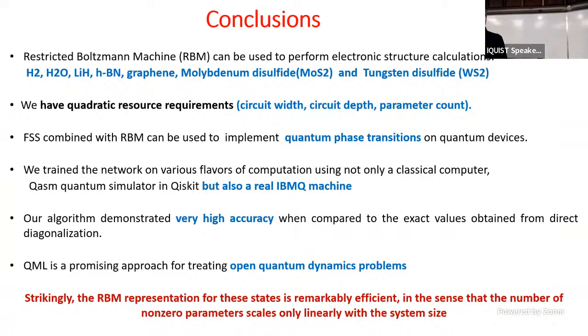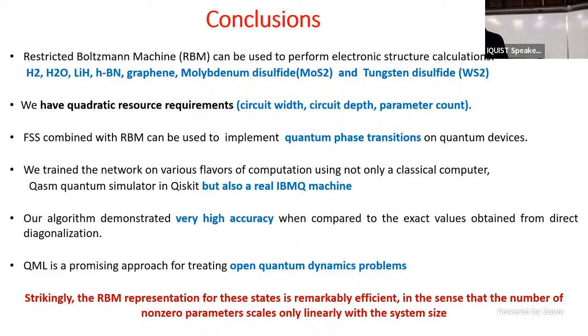So just to summarize, we have the restricted Boltzmann machine with the three layers: visible, hidden, and phase. We get sampling on the quantum computer, where we have a quantum circuit. We use a classical computer to optimize the parameters. It's a hybrid. And we show how it works for simple systems, and then we show one example of the quantum phase transition.